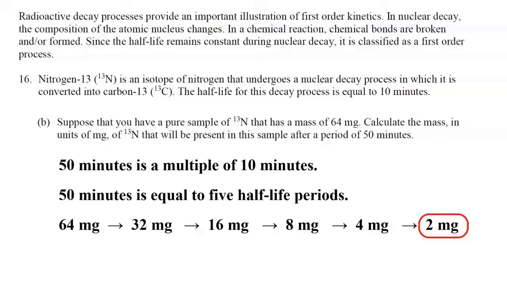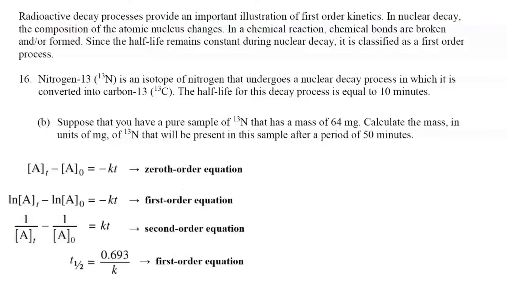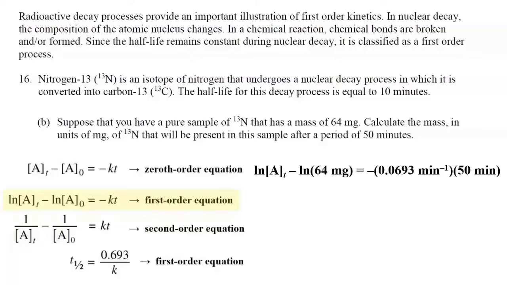Now, could I use the equations on the equation sheet to get this answer? And the answer is yes. Let's take a look. So because radioactive decay is classified as a first order process, I'm going to use the first order equation involving natural log. The initial amount is 64 milligrams, and I'm going to use mass as opposed to molarity to do this calculation. So I have 64 milligrams at time 0. The amount at time t, which is t equals 50 minutes, is what I'm trying to find. The rate constant that I calculated in part A is 0.0693, and the units are inverse minutes.